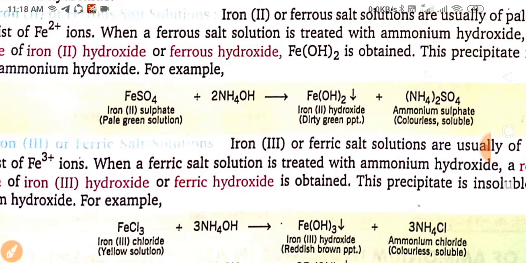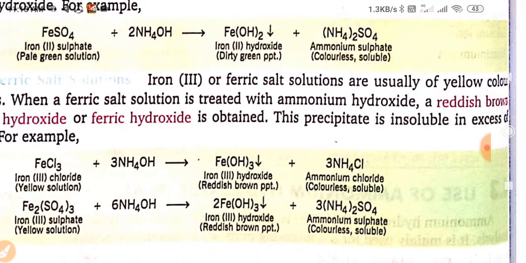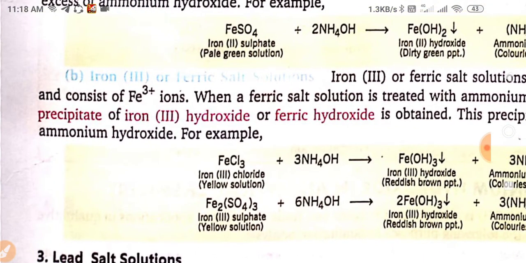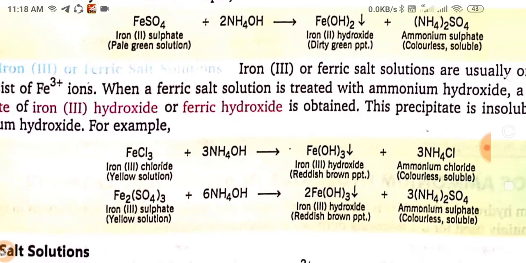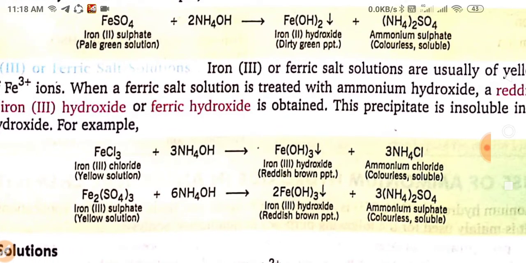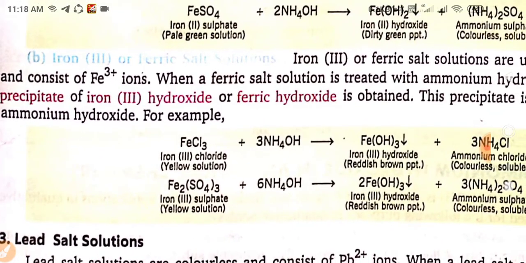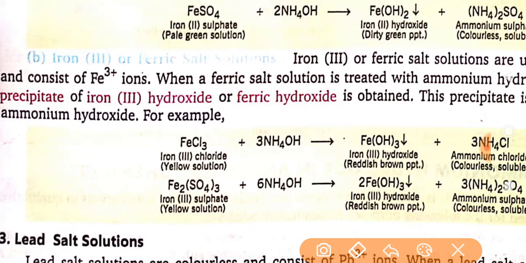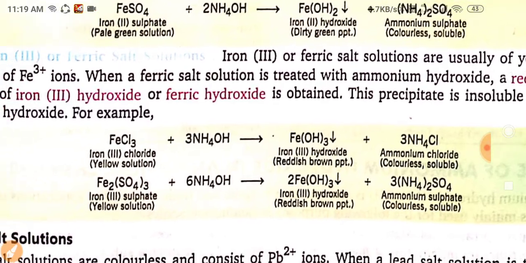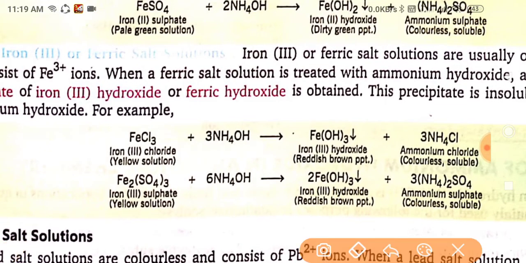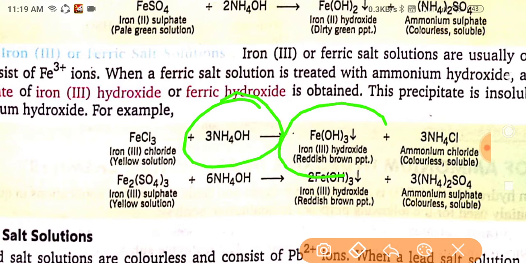And when it reacts with the ferric salt solution, what will happen? Iron 3, or ferric salt solutions are usually of yellow color and consist of ferric ions. When a ferric salt solution is treated with ammonium hydroxide, a reddish brown precipitate of iron 3 hydroxide, or ferric hydroxide, is obtained. So you can see that in the first one, iron hydroxide forms with dirty green color, but when the valency of iron is 3, a reddish brown precipitate is formed. FeCl3, iron chloride, a yellow solution, reacts with ammonium hydroxide and forms iron hydroxide, reddish brown precipitate, and ammonium chloride.